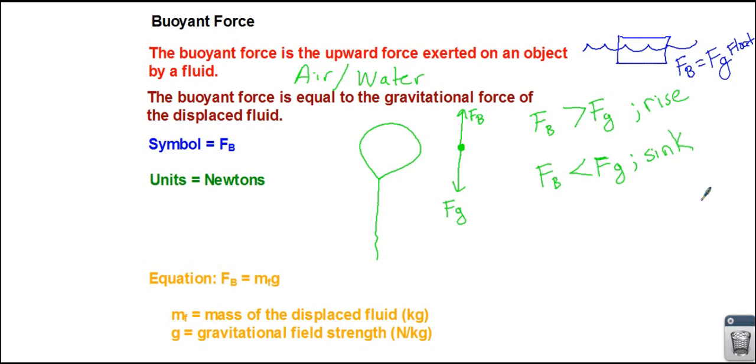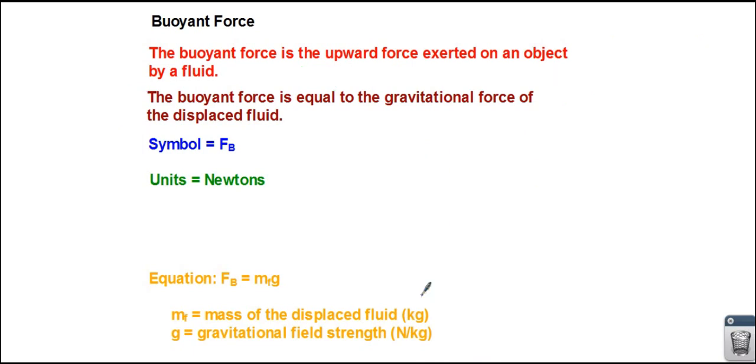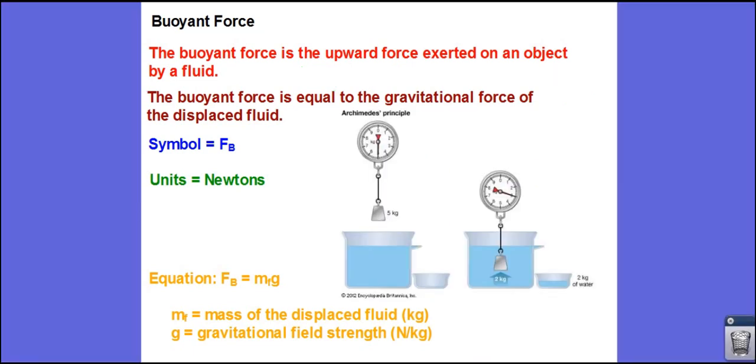Okay, so let's take a little bit of a further look at this, okay? We've got this equation, this statement here. It's going to lead to our equation. The buoyant force is equal to the gravitational force of the displaced fluid. And this can be a little bit difficult to interpret. So we're going to look at a picture here. All right, so got this picture up here. The buoyant force is equal to the gravitational force. Another word for gravitational force is weight. The weight of the displaced fluid.